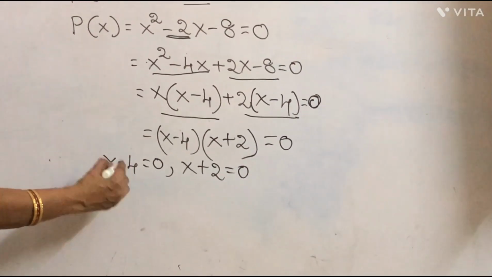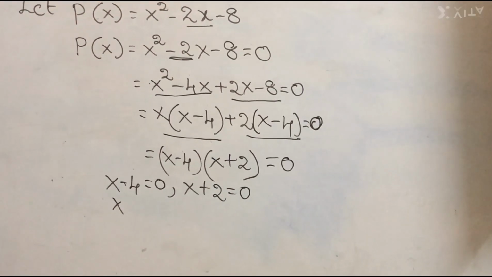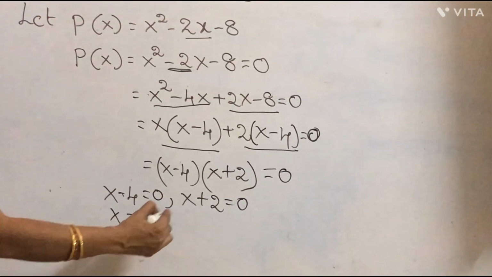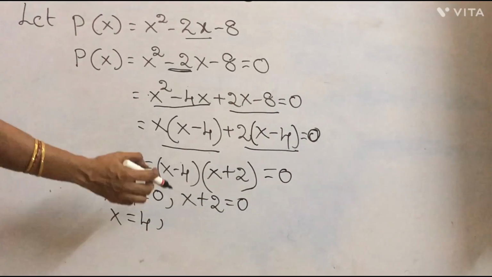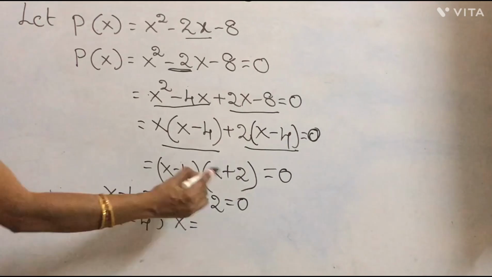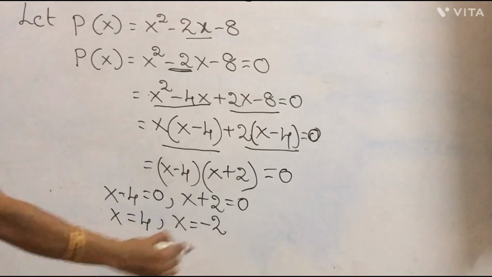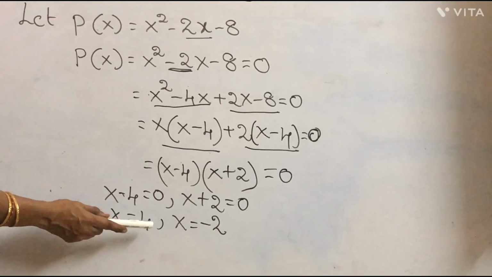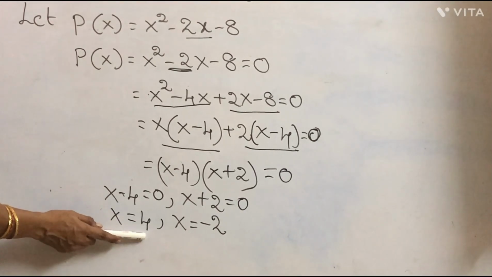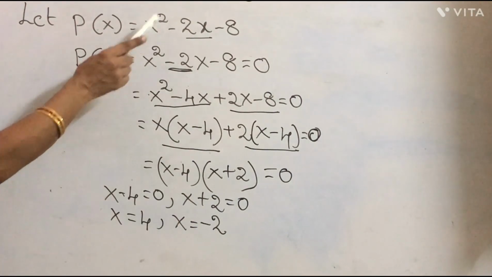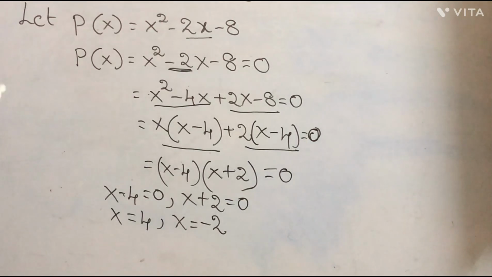So, if we transpose minus 4 to that side, minus 4 becomes plus 4. If we transpose plus 2 to that side, x is equal to, plus 2 becomes minus 2. Now we got the zeros of the quadratic polynomial. What are the zeros, children? First zero is 4 and the next one is minus 2. 4 comma minus 2 are the zeros of this quadratic polynomial.